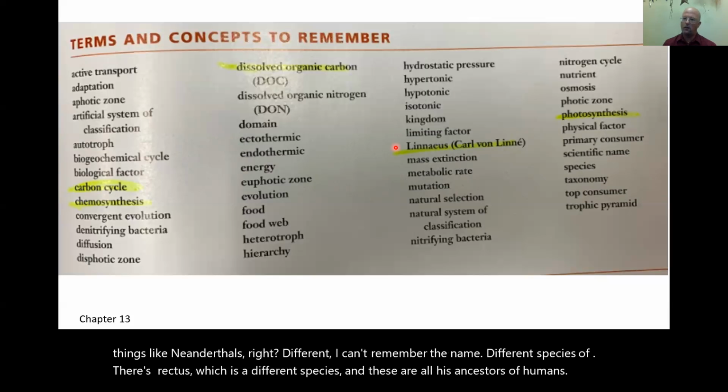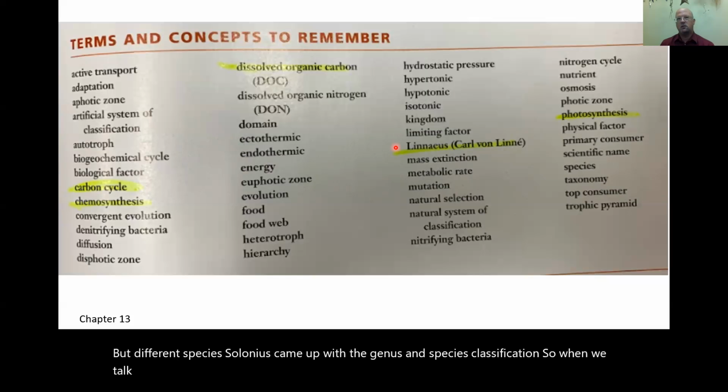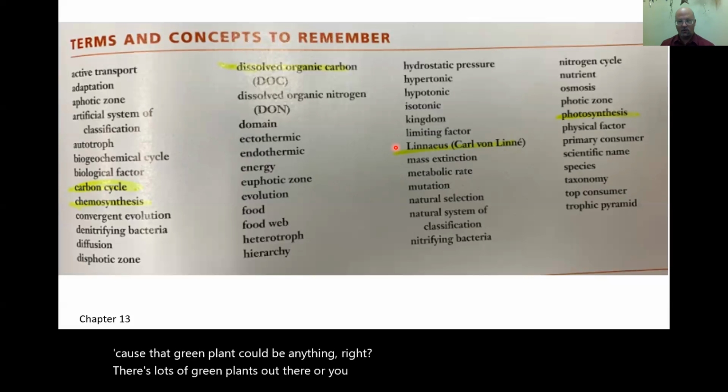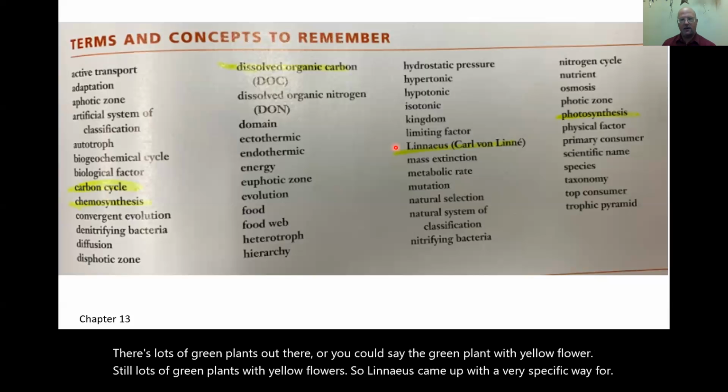So Linnaeus came up with the genus and species classification. So when we talk about different things, we can refer specifically to them instead of that green plant, because that green plant could be anything, right? There's lots of green plants out there. Or you could say the green plant with the yellow flower. Still lots of green plants with yellow flowers, right? So Linnaeus came up with a very specific way for scientists to understand the natural world.